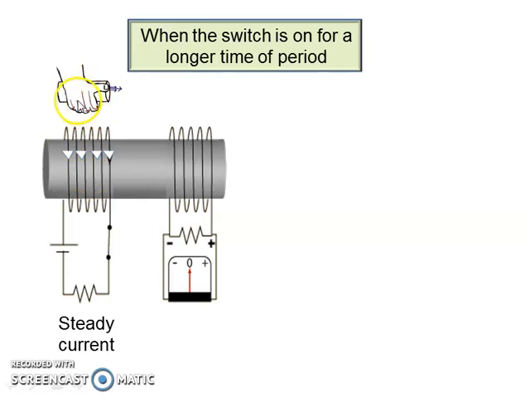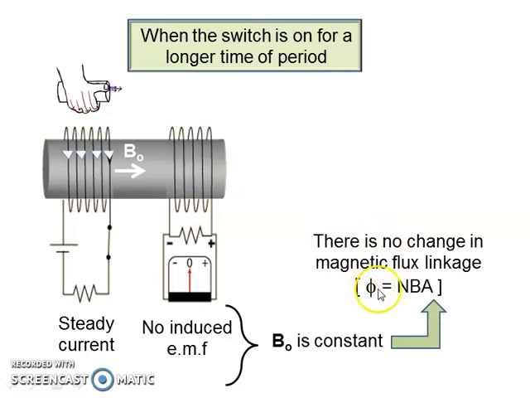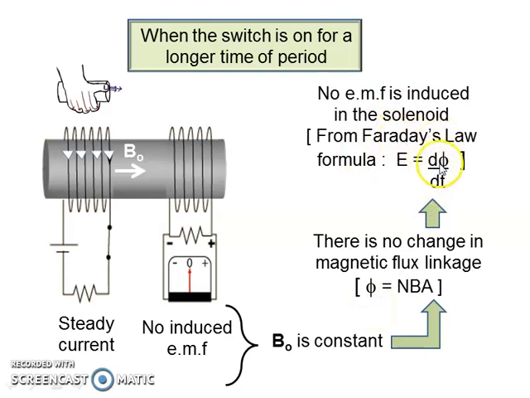Using the right hand grip rule, the four fingers follow the direction of the current in the solenoid, which is downward. Therefore, the thumb points to the right, and this is the direction for B₀, the magnetic field of the first solenoid or primary solenoid. The B₀ is constant, therefore no induced e.m.f in the secondary solenoid. From the formula, magnetic flux equals NBA. If B is constant, there is no change in the magnetic flux linkage. And from Faraday's law, if there is no change in the magnetic flux linkage, no e.m.f is induced in the secondary solenoid.